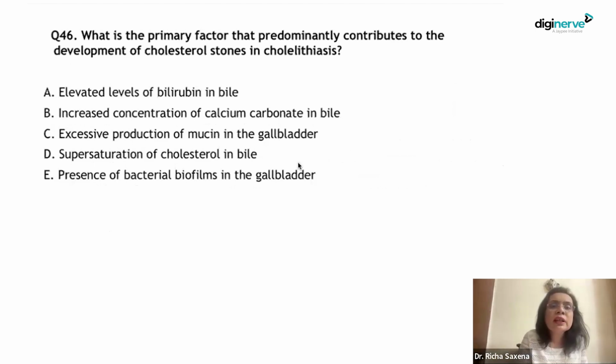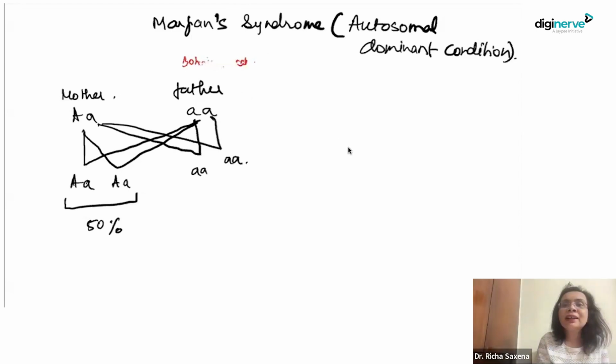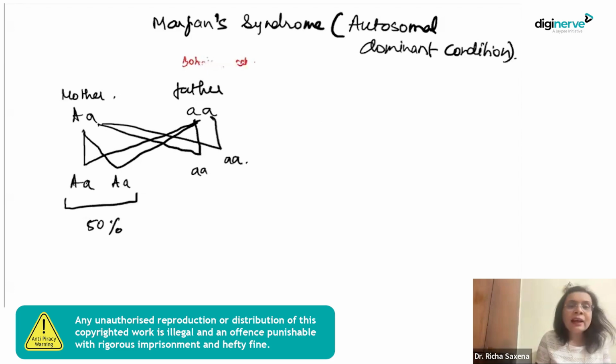Which of the following is a primary factor that contributes to the development of cholesterol stones in cholelithiasis? Okay, so there is a question by Dr. Saida. Welcome back, and I've resumed the session. Fortunately, the pen worked, so before it stops again, I have already drawn this inheritance chart for the autosomal dominant conditions.